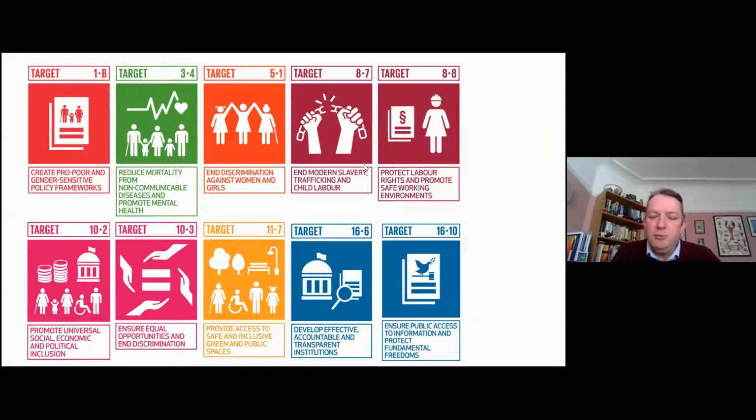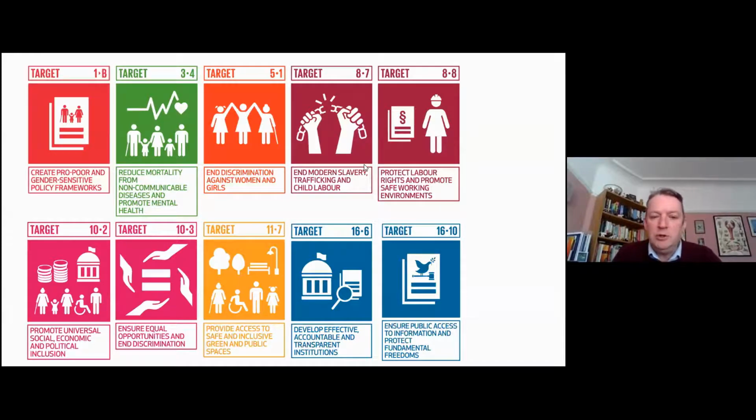Target 8.8 is about promoting labour rights. Of course, museums employ lots of people in promoting safe working environments. And then arguably the most important single target for cultural participation for all is target 10.2, promoting everyone's social, economic and political inclusion, which is a very good one to start with.